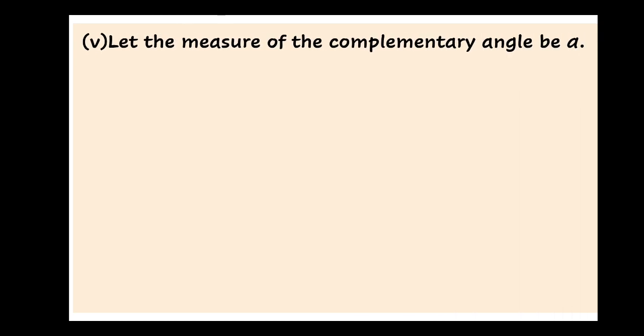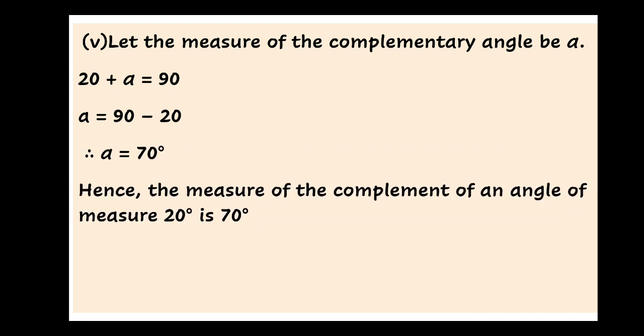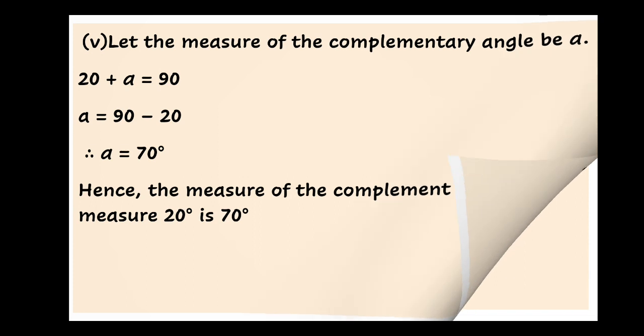Fifth one, let the measure of the complementary angle be A. 20 plus A equal to 90 degree. A equal to 90 minus 20. A equal to 70 degree. Hence, the measure of complement of an angle of measure 20 degree is 70 degree.